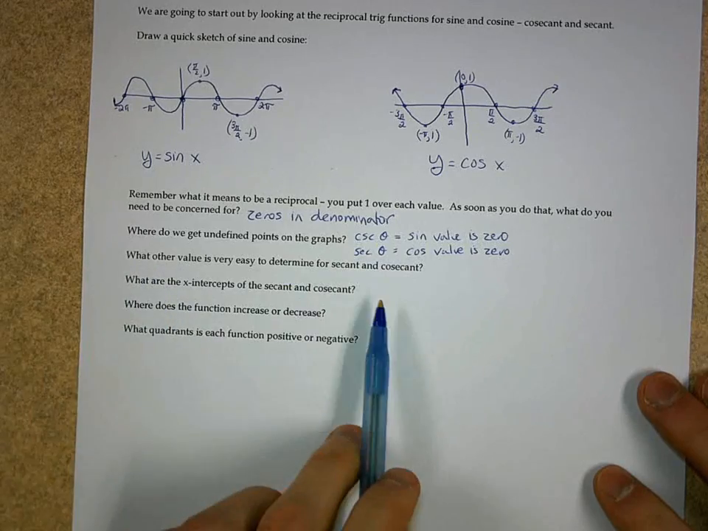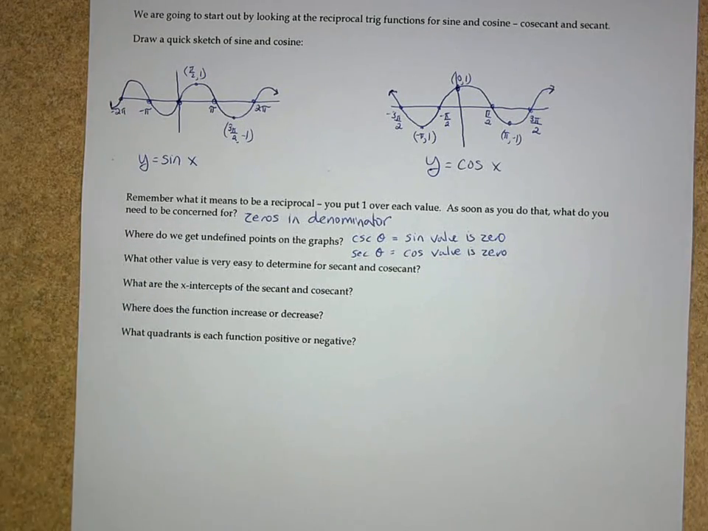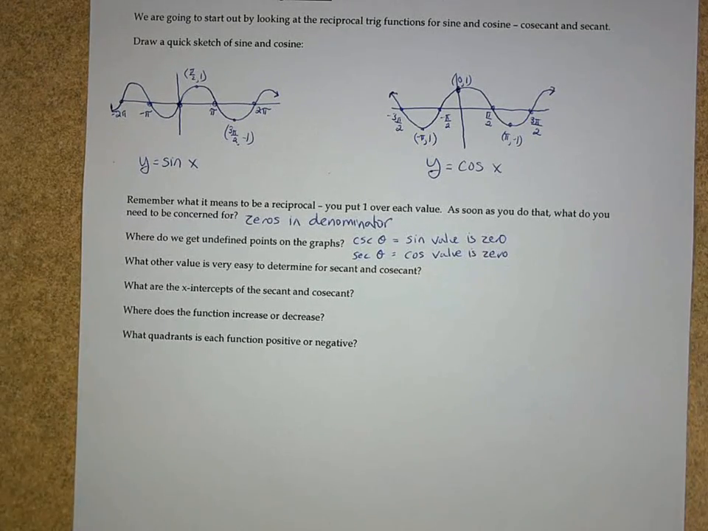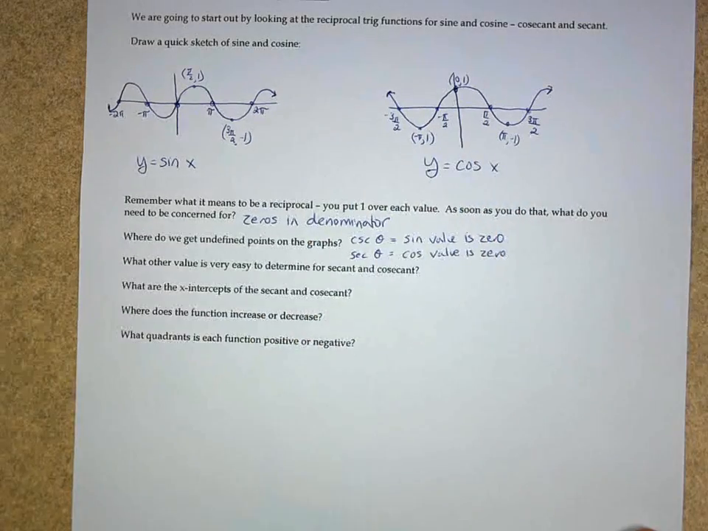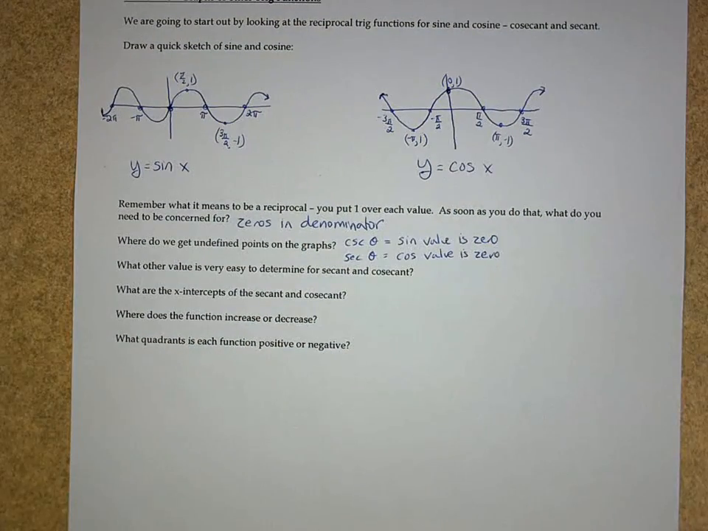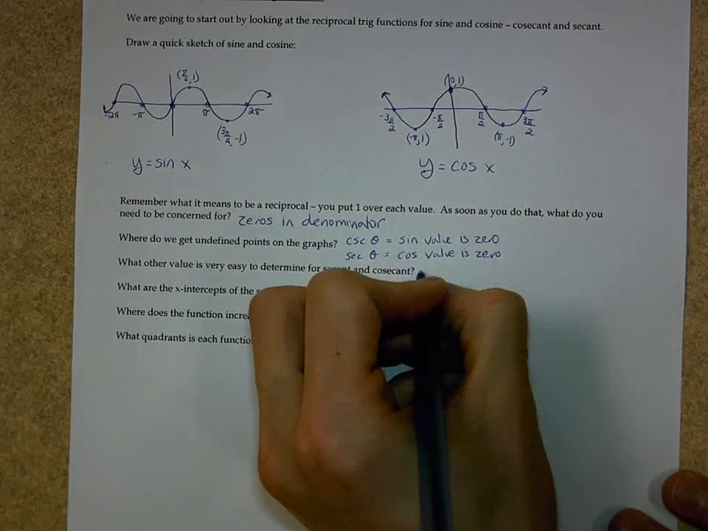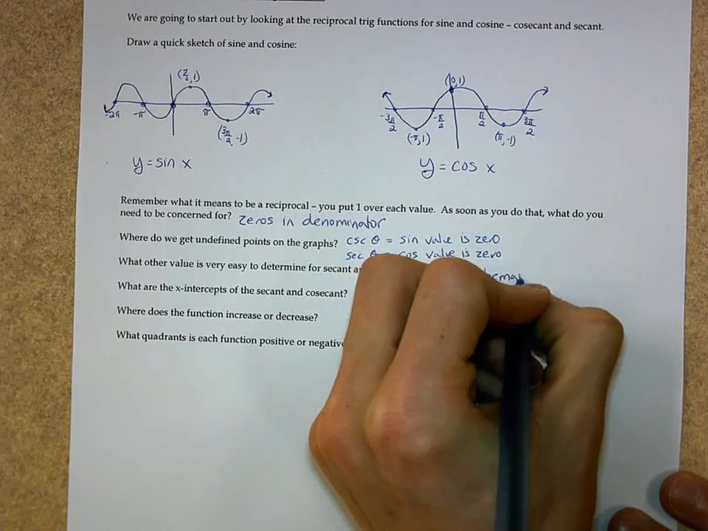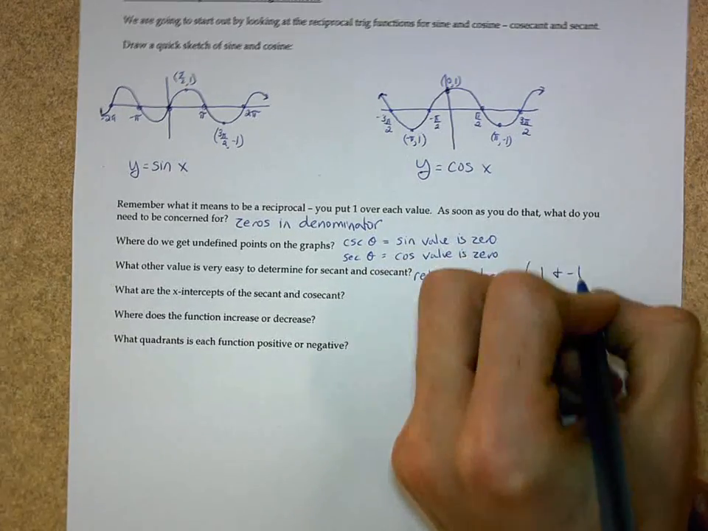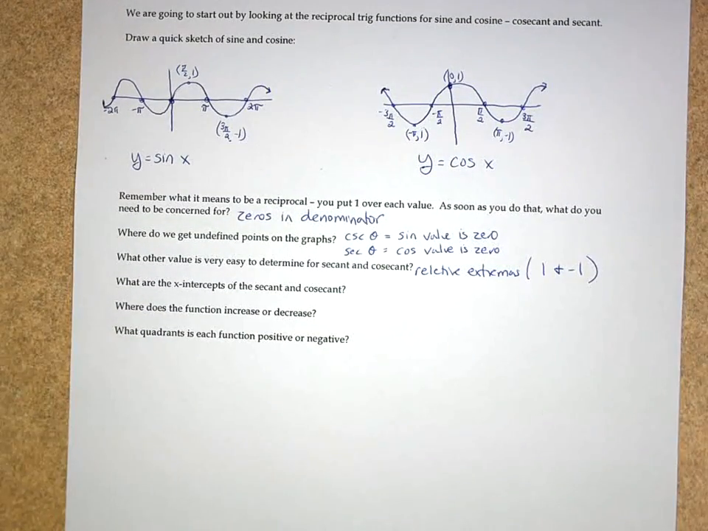What other values are very easy to determine for secant and cosecant? Well, remember secant and cosecant are reciprocals of sine and cosine. So the easiest ones to work with are all these values of 1, the maximums and minimums. Because if I take the reciprocal of 1 or negative 1, the answer is still 1 or negative 1. So here we're looking at the relative extremas, 1 and negative 1s.